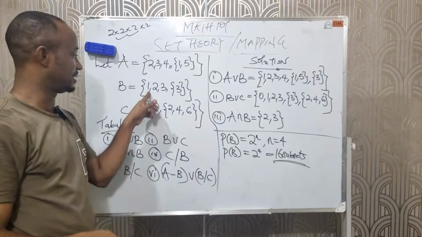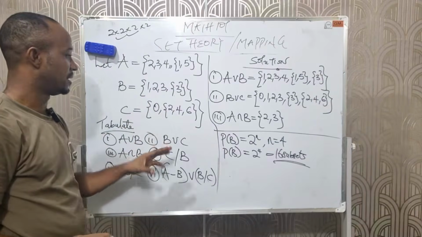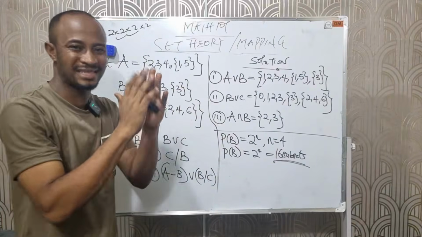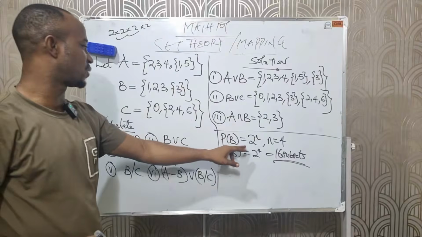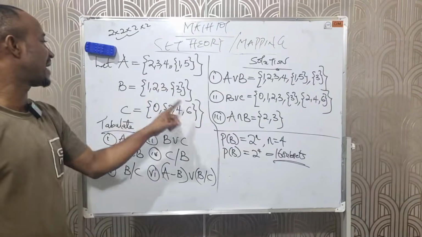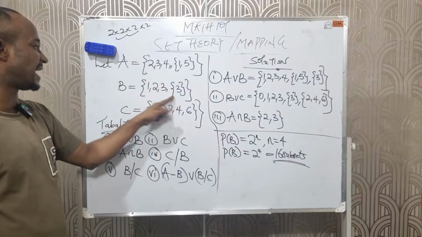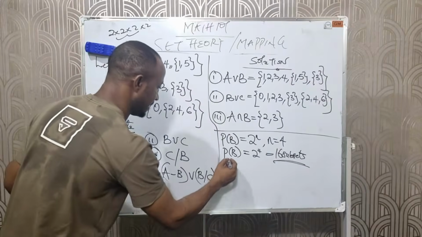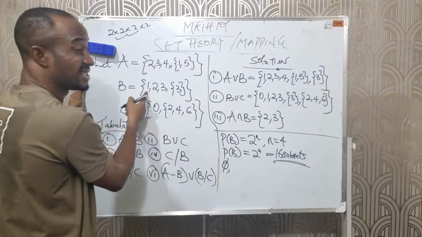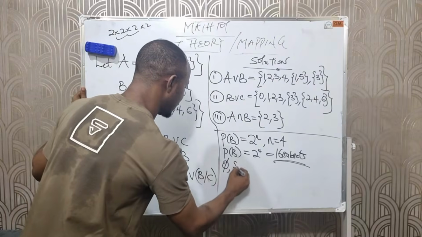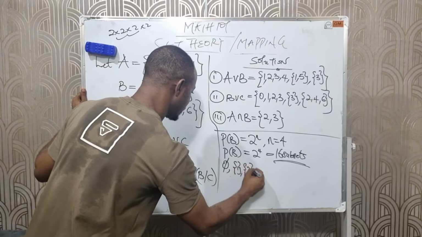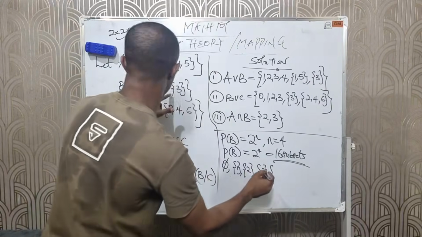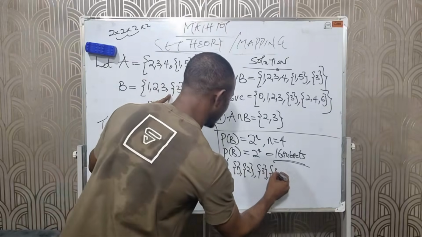Let me see how I can answer this question. To find the subset of a given set, I have to use the power set formula that says P of B equals 2 raised to n. In this case, our n is 4 because we have 1, 2, 3, and 4. Now let's take this out. The first subset is an empty set, followed by the single sets: set 1, set 2, set 3, and the next one is set of set 3.